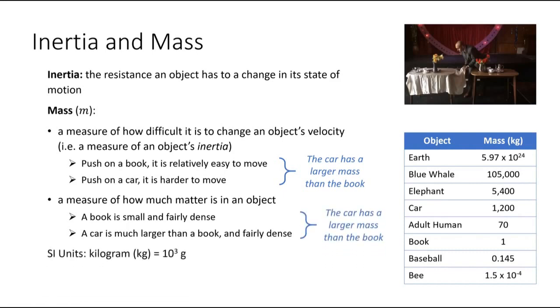All right, so then just a quick reminder, the SI unit of mass is the kilogram, which is 10 to the third grams. Turns out a gram is pretty small, and so in SI units, we always want to be talking about kilograms.